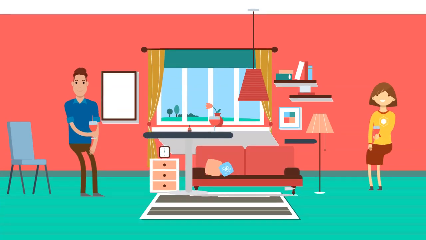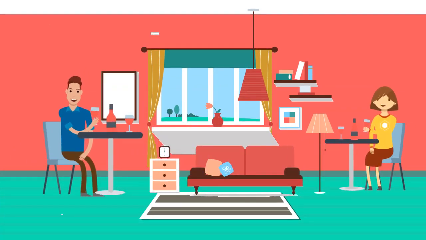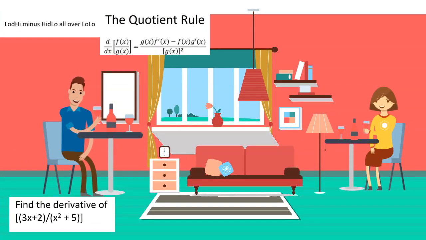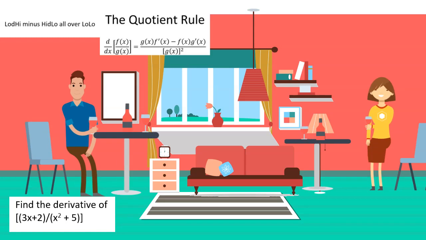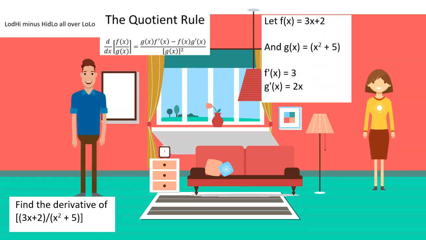So let's go back to our original problem. Find the derivative of 3x plus 2 all over x squared plus 5. So we have f of x as 3x plus 2 and g of x as x squared plus 5. In our formula, we need to find f prime, which is the derivative of f of x, equal to 3, and the derivative of g of x, which is equal to 2x.